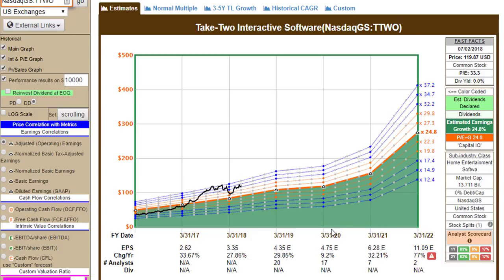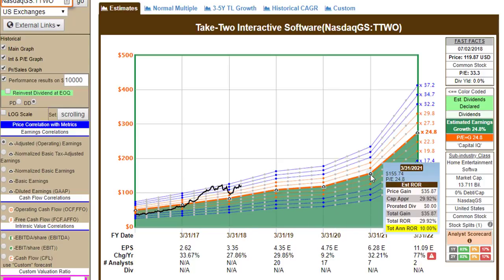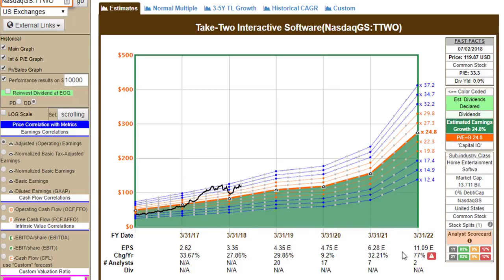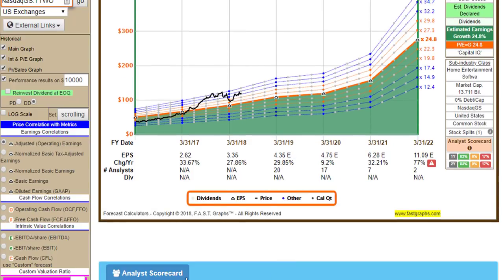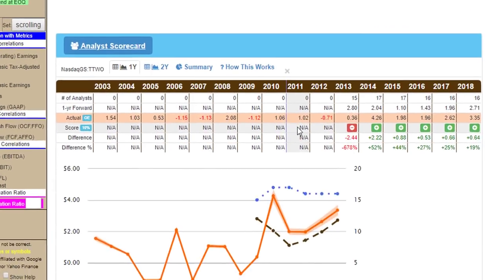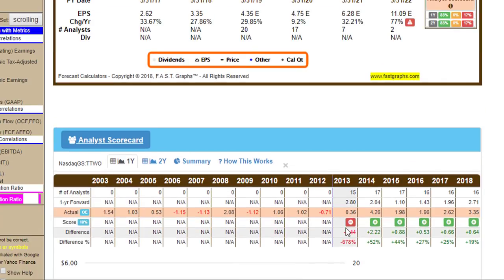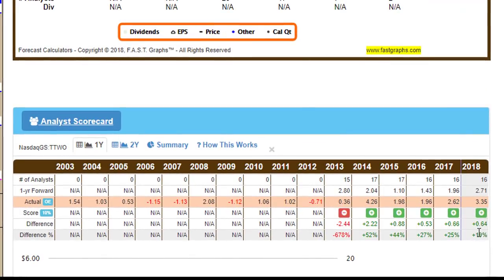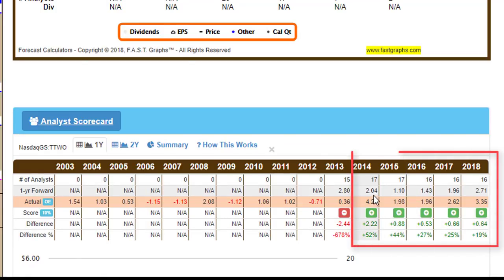I find it very difficult to look at estimates going out more than 3 or 4 years. In fact, I like the 1 to 2 year estimates the most. So let's look at their analyst scorecard. As I showed you earlier, the company's been very cyclical. But over the last 5 years, analysts have been doing a pretty good job of getting the forecast correct. A year before the actual earnings were released, they forecast $2.04 for 2017. The company actually came in at $4.26.